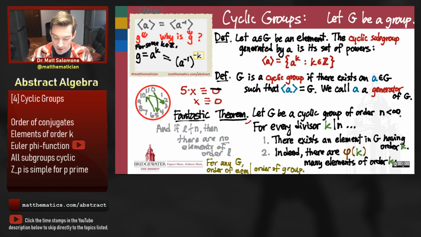The fantastic theorem, in my rendition, is that if G is a finite cyclic group, and its order is called n, then for every divisor of n, we can find an element in the group that has that order. So if my cyclic group has order 120, then I know for sure that that group is going to have an element of order 2, and of order 3, and of order 4, and of order 6, and of order 10, and of order 12, and of order 24, and of order 48, and of order 60, right?